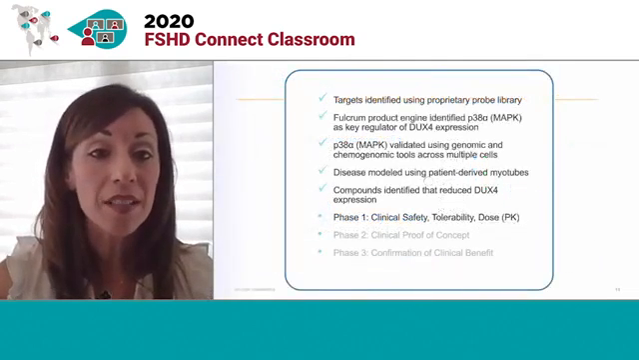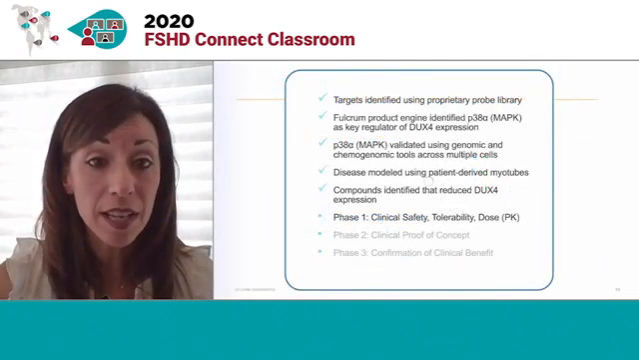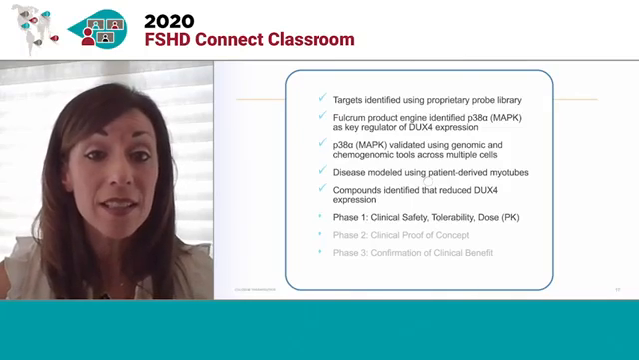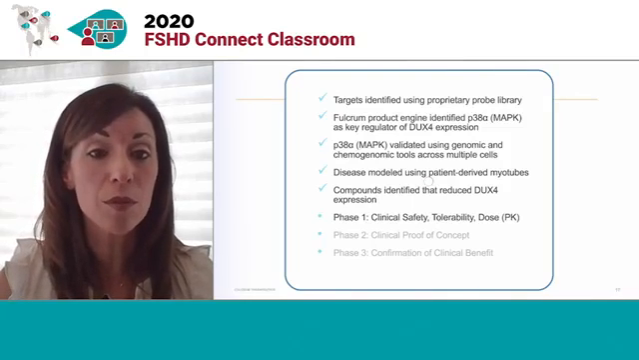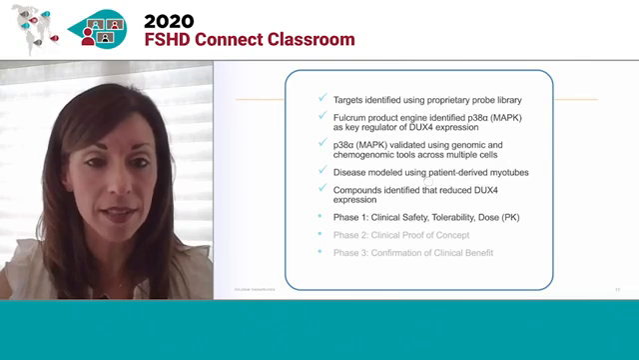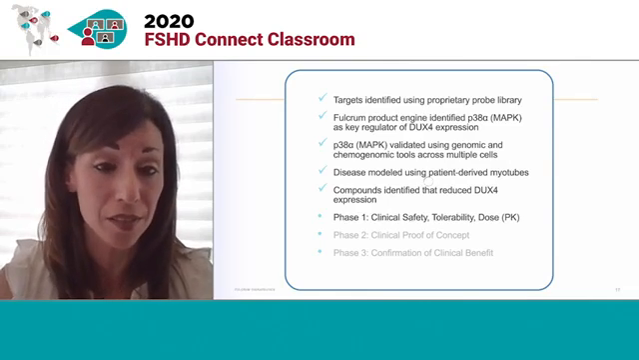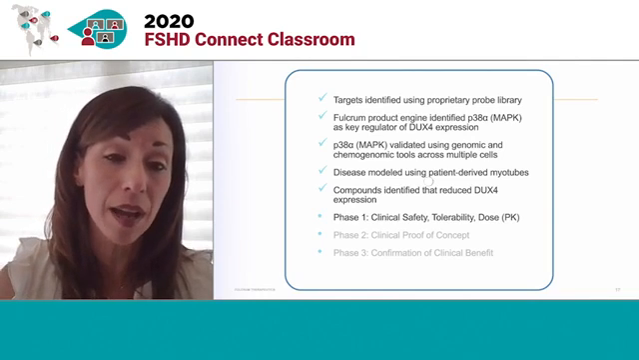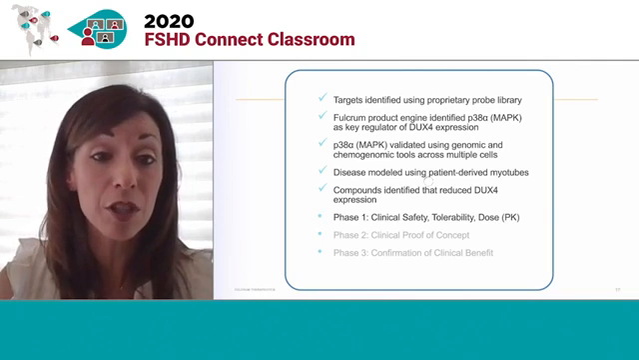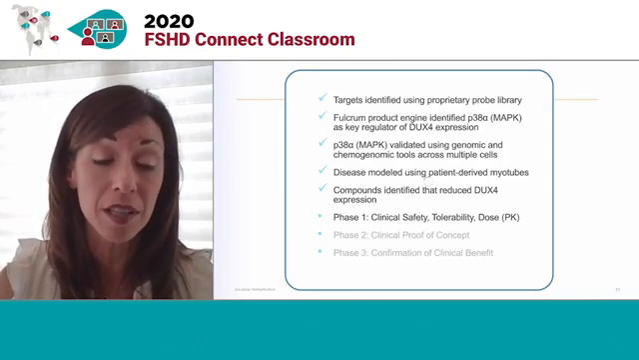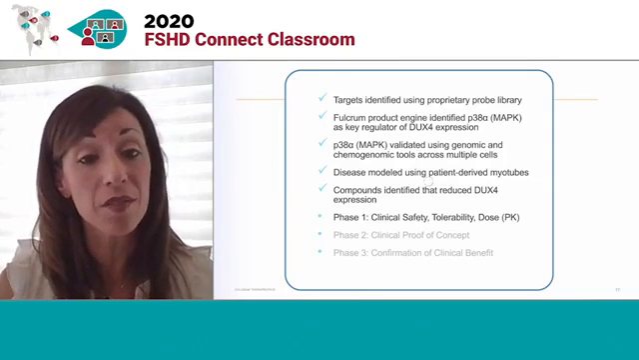So far, we've identified our target, which is p38 alpha. We've also validated this target using genomic and chemogenomic tools across multiple cell lines, and have modeled the disease in patient-derived myotubes, or muscle cells. And we've identified a compound, losmapimod, that reduces DUX4 expression in our cell models. At this point, we felt comfortable enough moving into phase 1.